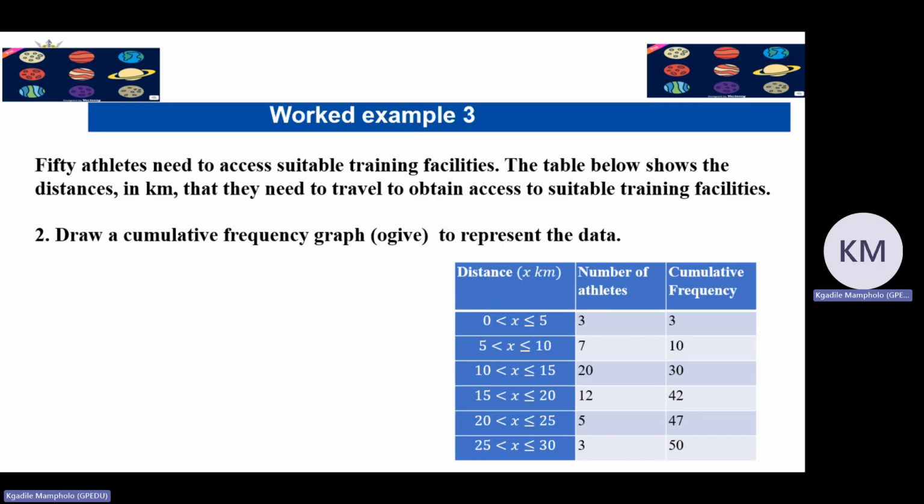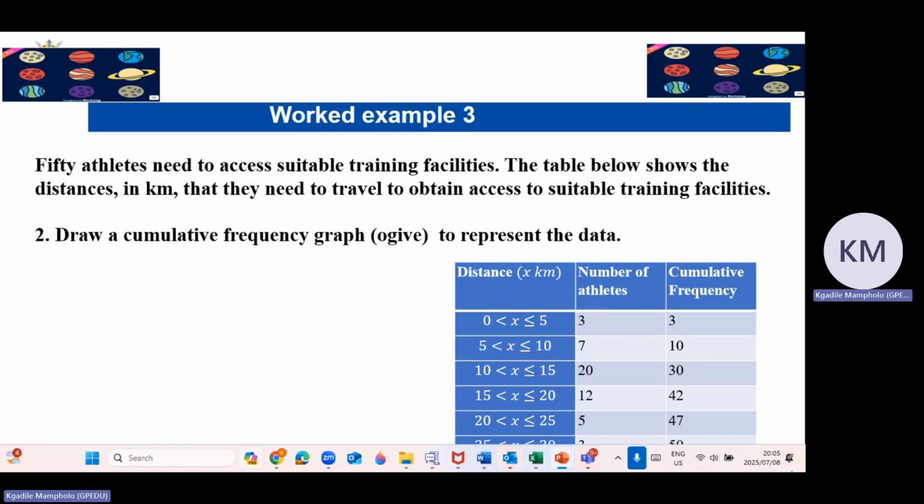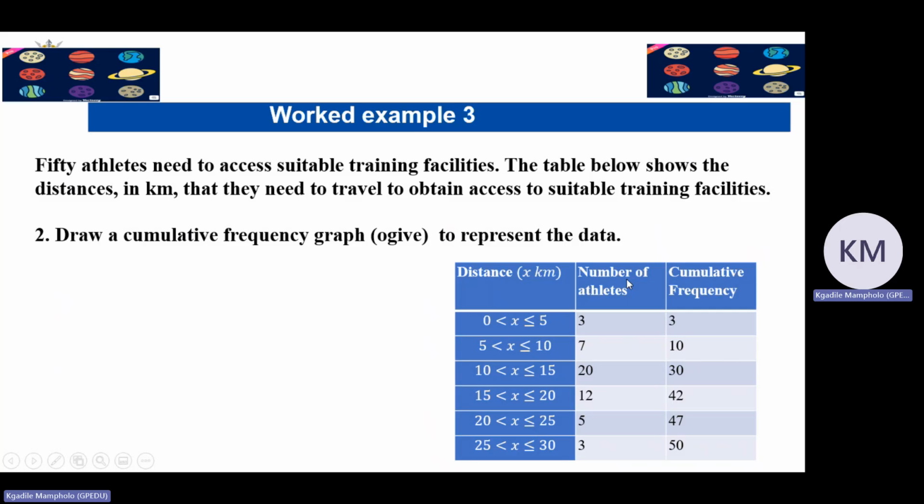Draw an ogive diagram. Don't forget that the lower limit of the first interval is where the graph will be grounded. Since it is 0, it means the graph will be grounded at 0. The points to plot will be 5 and 3, 10 and 10, 15 and 30, 20 and 42, 25 and 47, and then 30 and 50. But the graph will be grounded at 0.